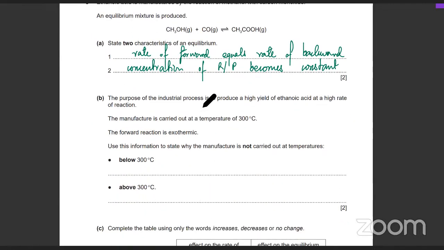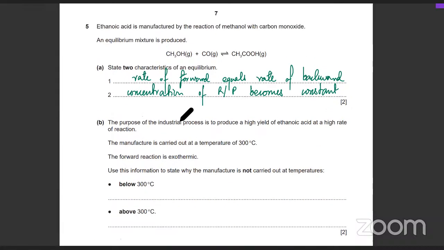So there's no change. Now, the purpose of the industrial process is to produce a high yield of ethanoic acid at a higher rate of reaction. The manufacture is carried out at a temperature of 300. So basically the question is, why don't you use a temperature below 300? And he said that the forward reaction is exothermic. He has mentioned that. That means the backward is endo.